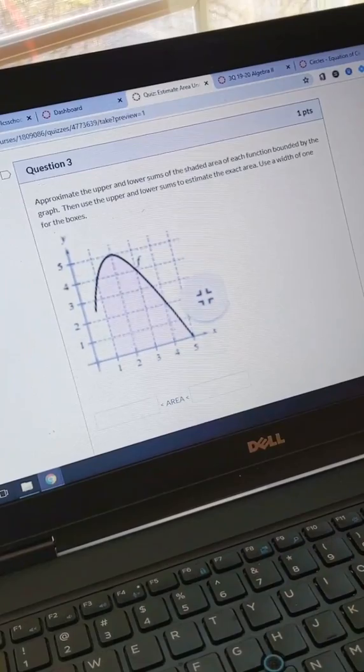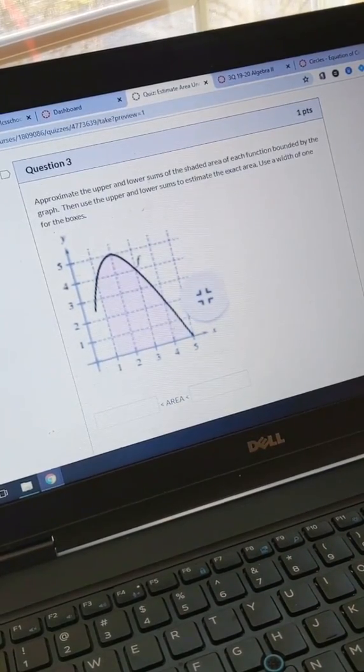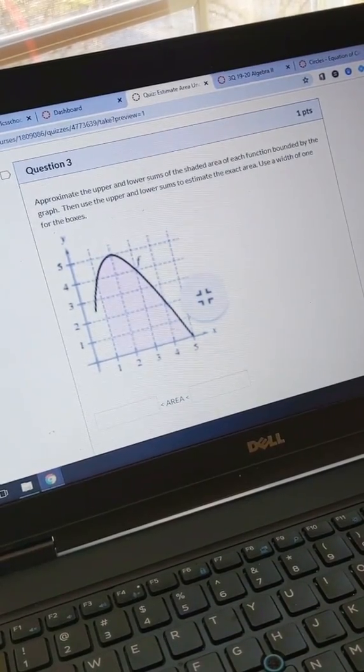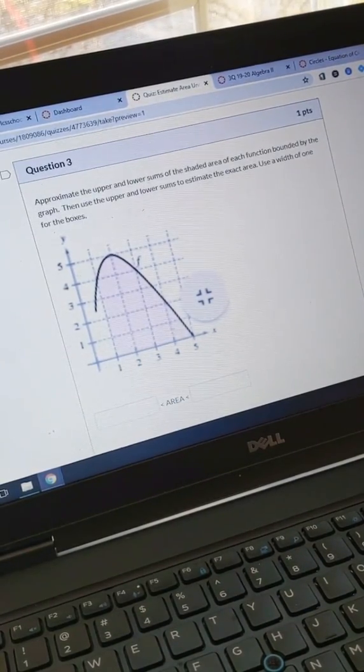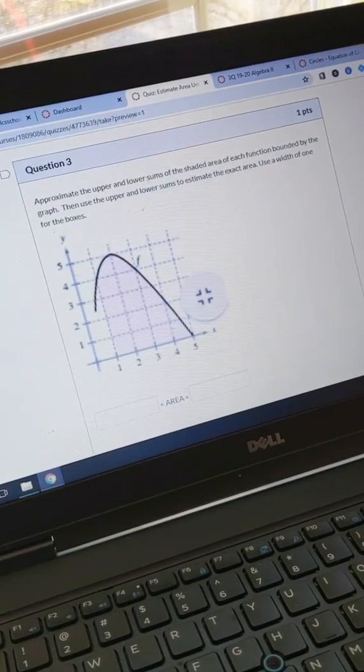So we'll just go through those again. We're going to use our boxes that have a width of 1. Now, if we wanted to get more accurate, we could make the widths be like 1/2 or 1/4. But really, we're just estimating here. And so a width of 1 is perfectly fine, especially since we don't know what the function exactly is.